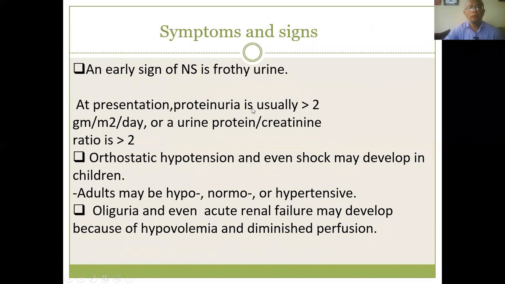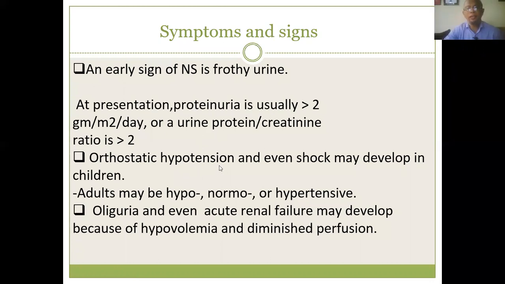Now, what are the symptoms? An early sign of nephrotic syndrome is frothy urine and scanty urine. From the urine, at presentation, proteinuria is usually more than 2 gram per square meter surface area per day, or the urine protein creatinine ratio will be more than 2. So this is very important.